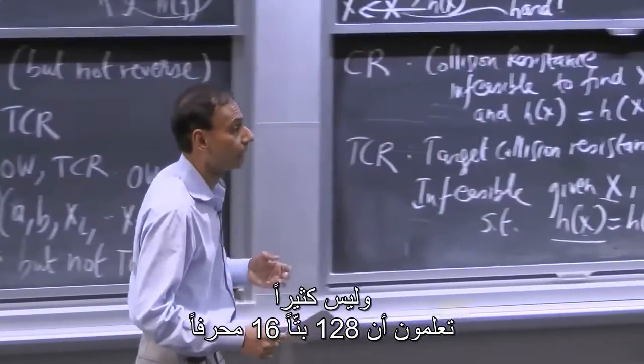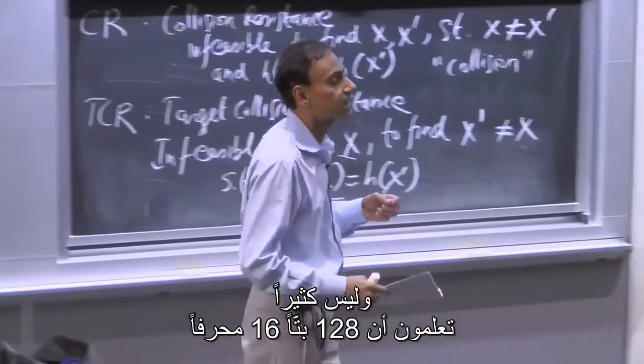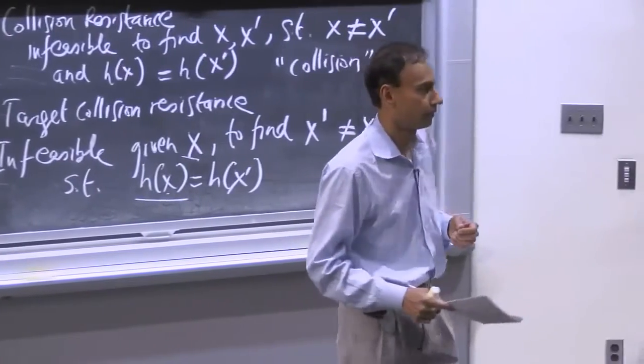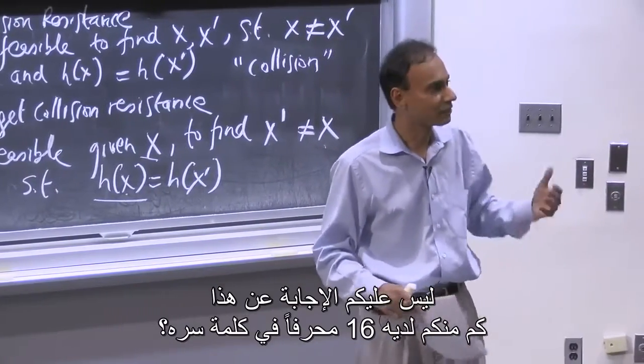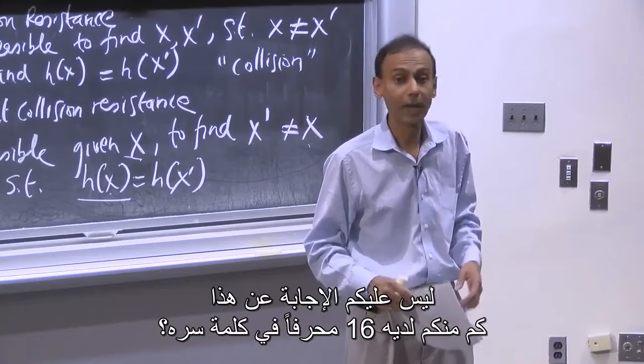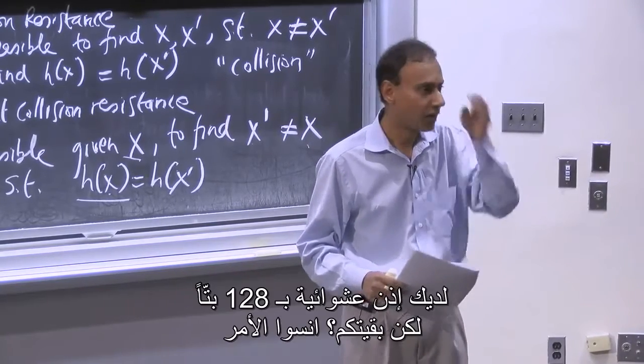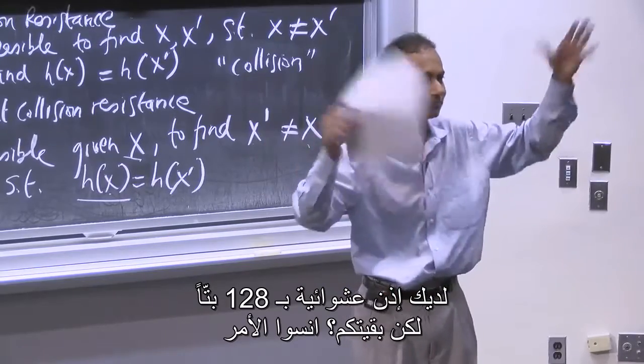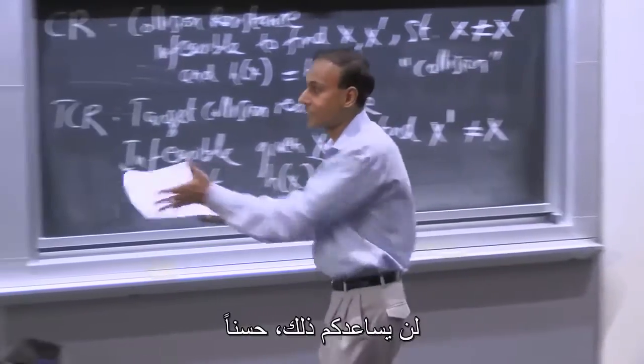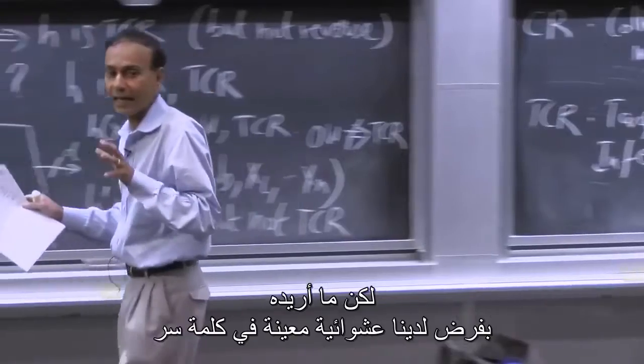And it's not a lot, right? 128 bits is 16 characters, okay? And you don't have to answer this. How many of you have 16 characters in your password? Oh, I'm impressed. Okay. So you got 128 bits of entropy, but the rest of you, forget it. This is not going to help you, okay?